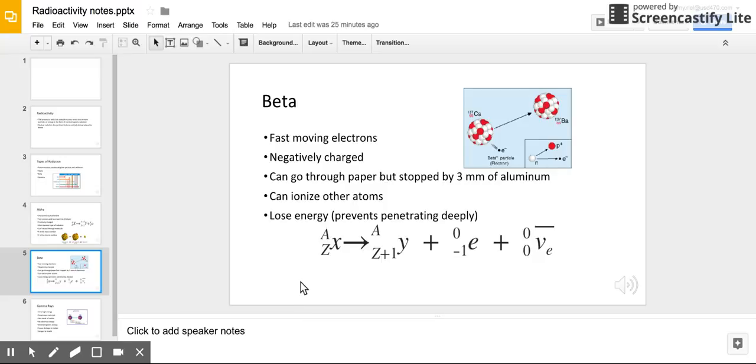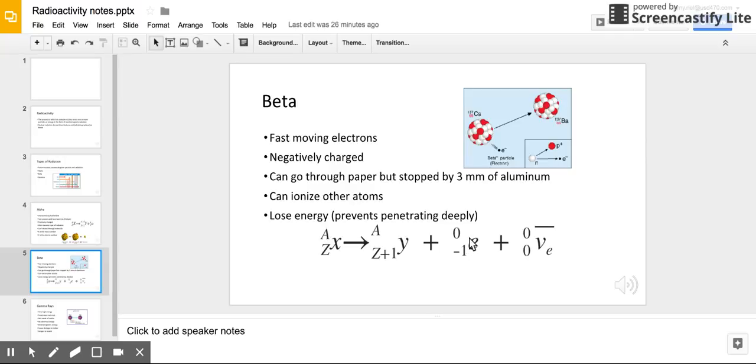Beta decay is a fast-moving electron, and it has a negative charge because it's an electron, and it can penetrate a little bit further because it's less massive, but it also has a charge, so it will interact with the other atoms, and it'll eventually be stopped by less dense materials such as aluminum. It can ionize other atoms because they are negatively charged, and they lose energy very quickly. Here's the equation for a beta decay.